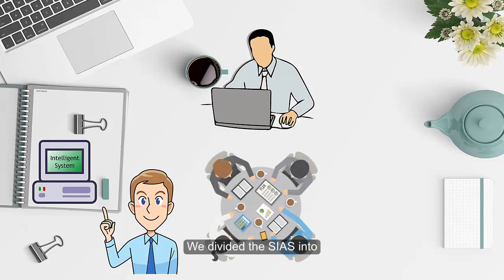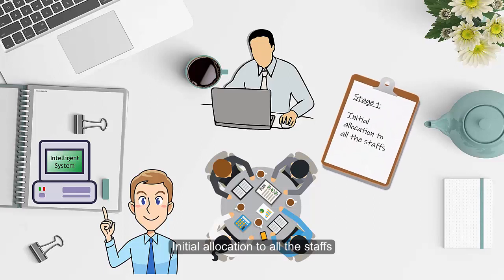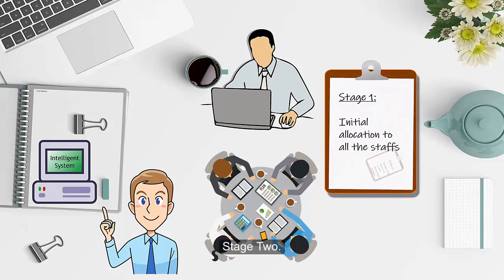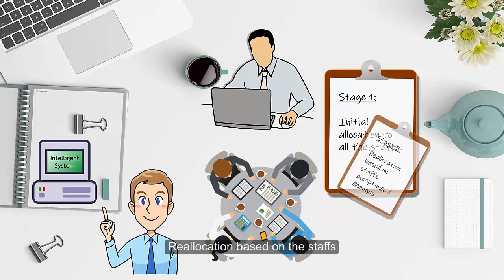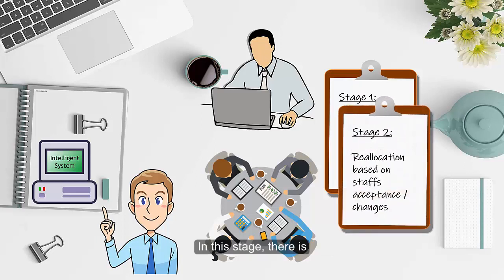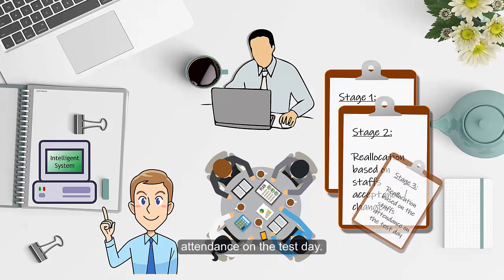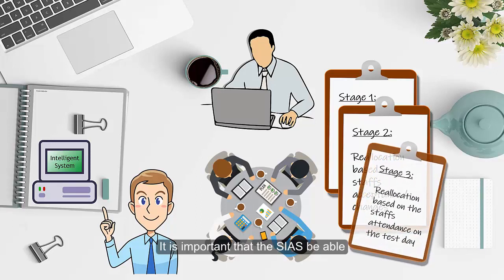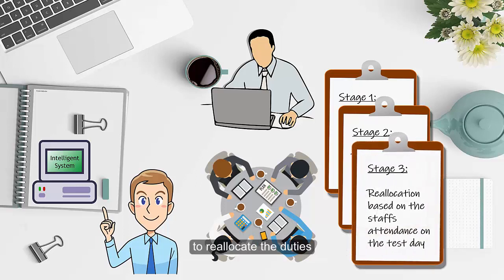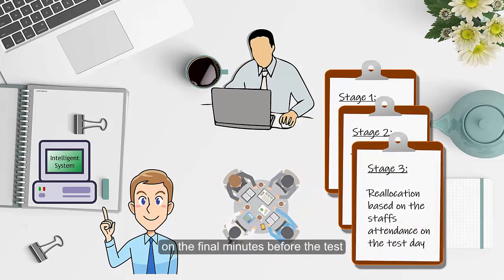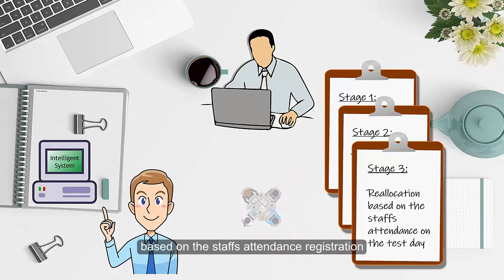We divided the SIAS into three different stages. Stage 1: initial allocation of duty to all the staff. Stage 2: reallocation based on staff acceptance or changes. In this stage, there is interactive communication between the staff and the SIAS. And stage 3: reallocation based on staff attendance on the test day. It is important that the SIAS be able to reallocate duties in the final minutes before the test, based on staff attendance registration at least 15 minutes before the start of the test.